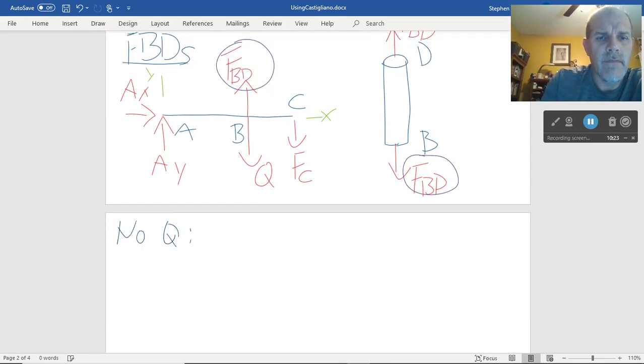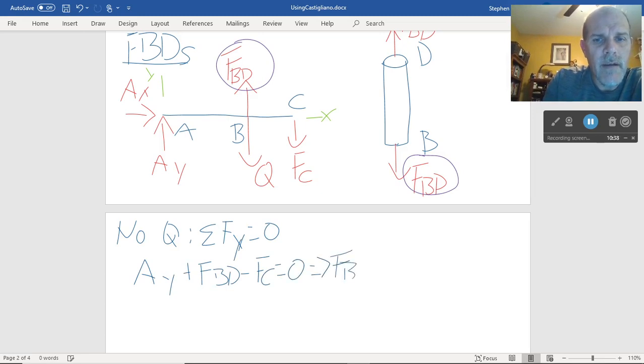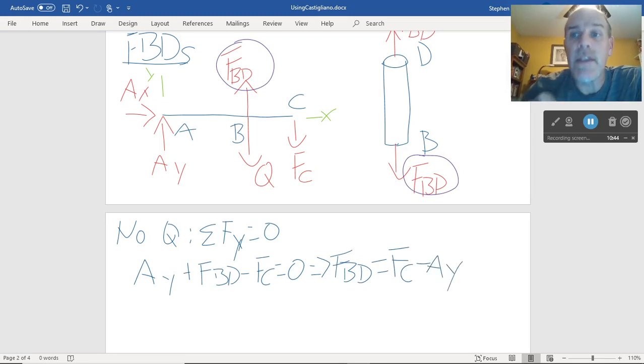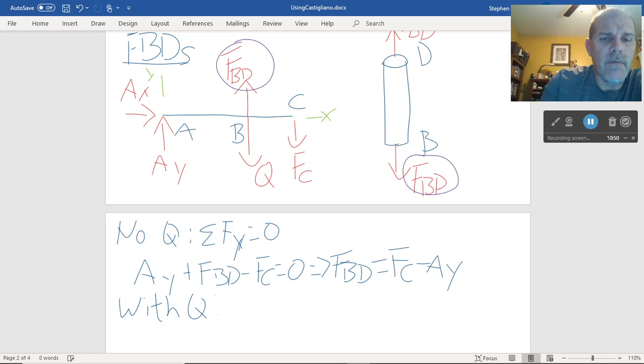With no Q, if I sum forces in the y direction, set that equal to 0, equilibrium says that's supposed to happen, right? AY plus FBD minus FC equals 0. FBD is equal to FC minus AY. And that's what would go into bar BD on the right.